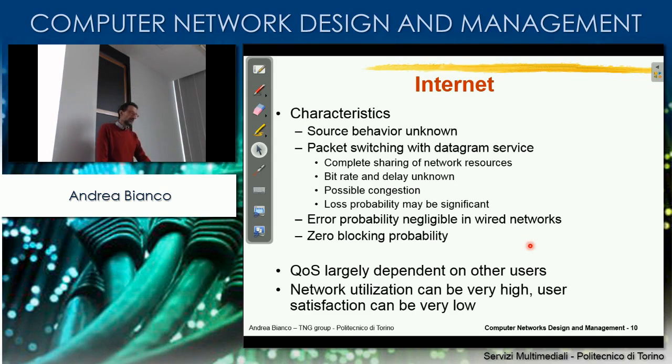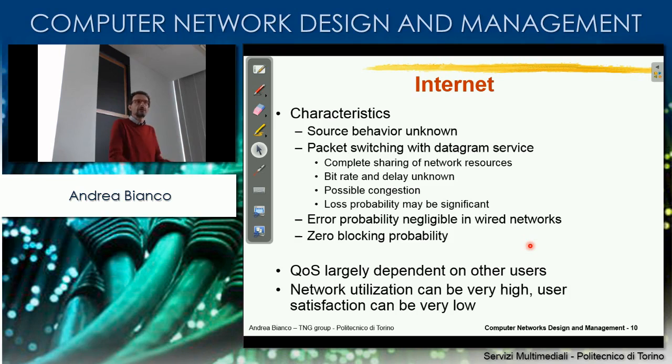Okay? The error probability in this case, if we are considering wired network, is still very low, and the blocking probability on the good side is typically negligible. We never get connection refused from the internet, right? We may get a very low throughput, which makes the application so unsatisfactory that we will close it, but the network will never say to you, no, you cannot try to send your packet because I have too much traffic. Nothing like that is going to happen in the internet, right?